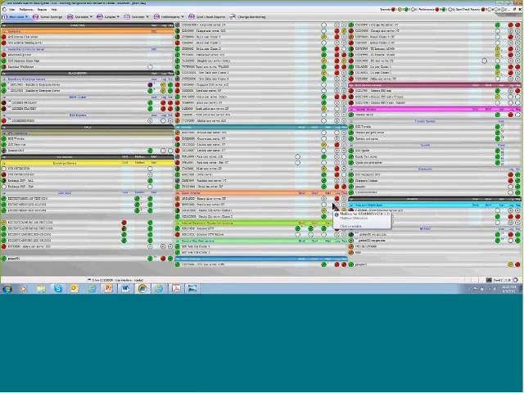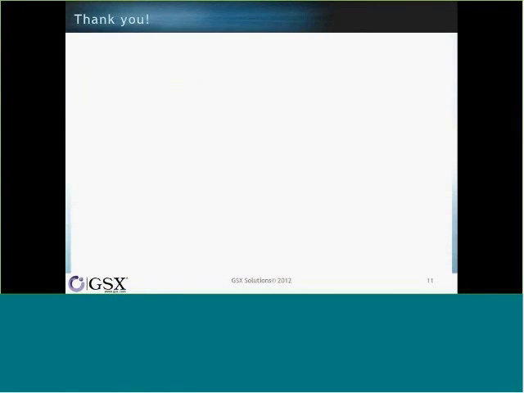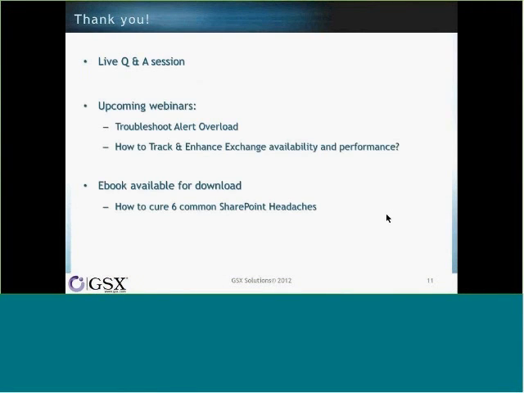Okay, next question is regarding the indexer. Is it possible to monitor an indexer that's not on a front-end server? The indexer, wherever that indexer task is running, should be monitored. So if you identify that as a SharePoint server that you want to monitor, then you absolutely can do that. It doesn't have to be serving users.